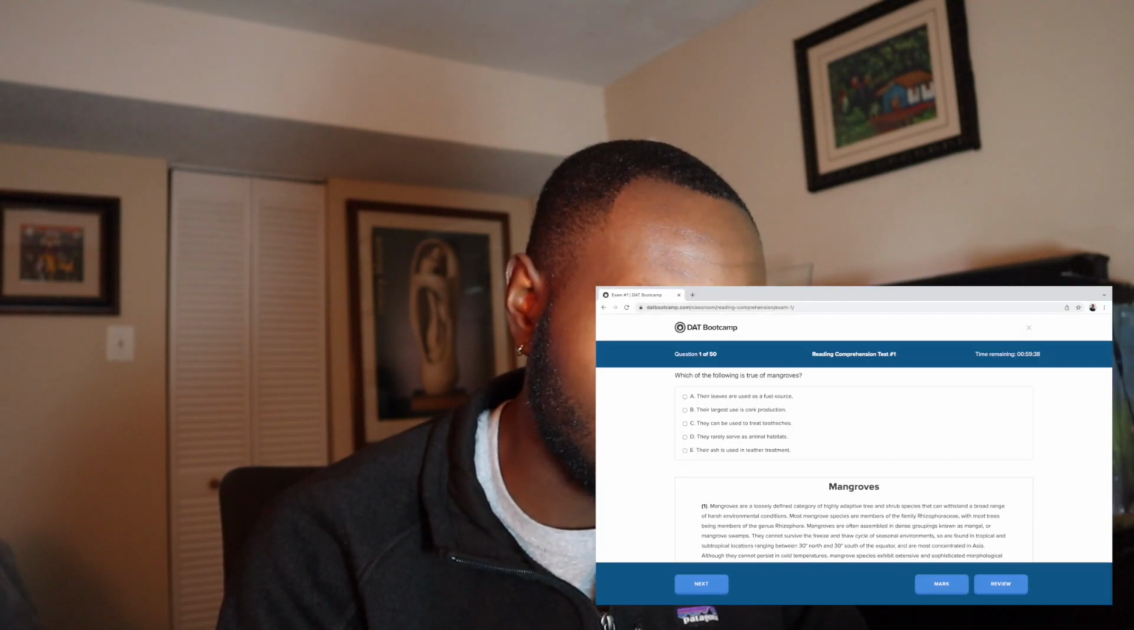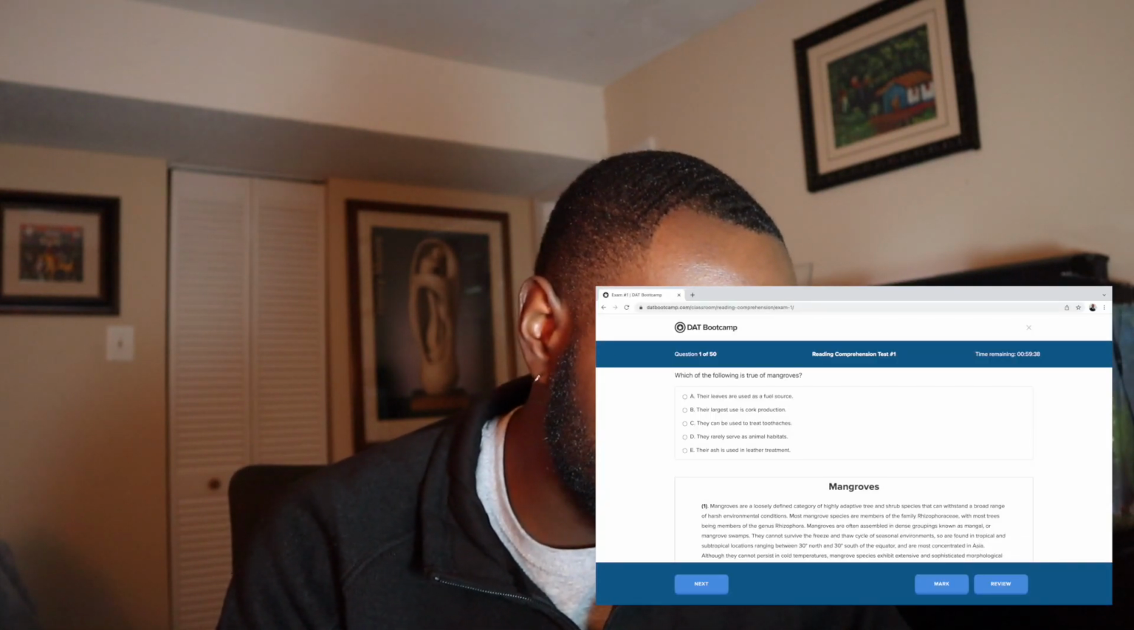So which of the following is true of mangroves? I kind of skimmed through the passage. I probably missed some things because I just didn't really feel like reading all of it. For this question, it says the ash of certain species can be used as a soap substitute. It doesn't say that the ash is used to treat and dye leathers. It says the mangrove bark is. Oh wait, whoops. So that means that's false.